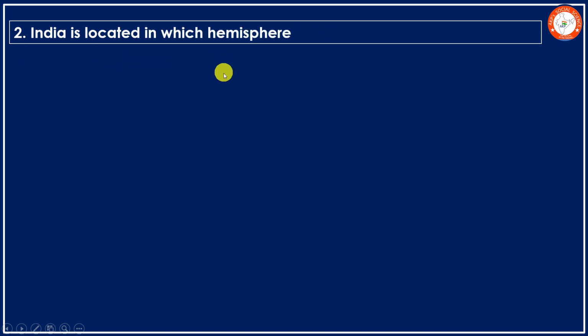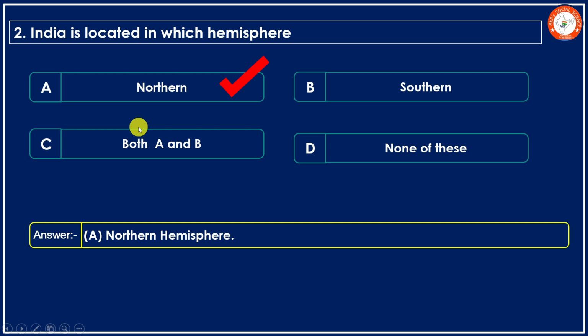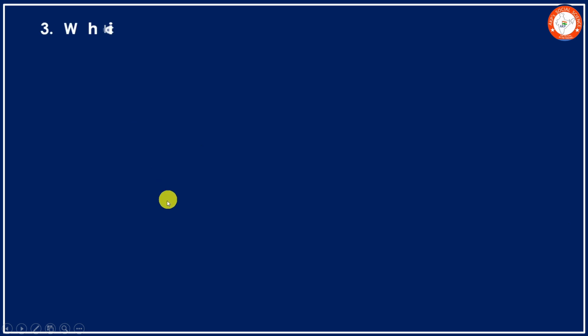India is located in which hemisphere? Northern, southern, both A and B, none of these. The correct answer is northern hemisphere. India is located in the northern hemisphere.